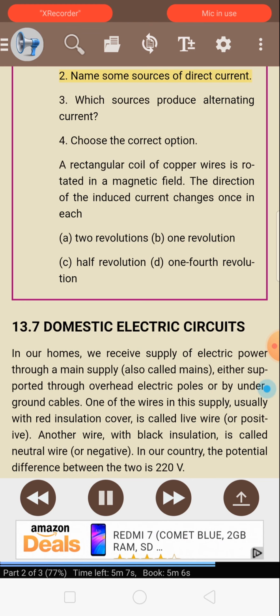2. Name some sources of direct current. 3. Which sources produce alternating current? 4. Choose the correct option. A rectangular coil of copper wires is rotated in a magnetic field.